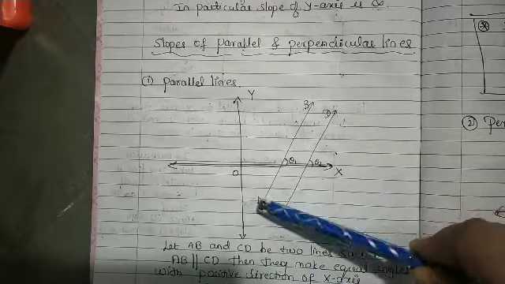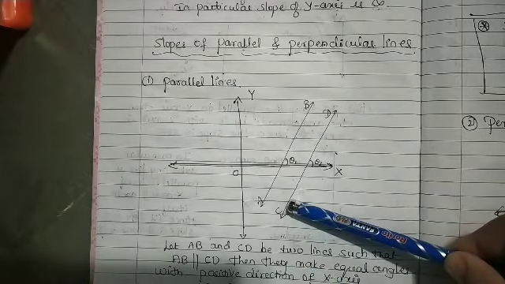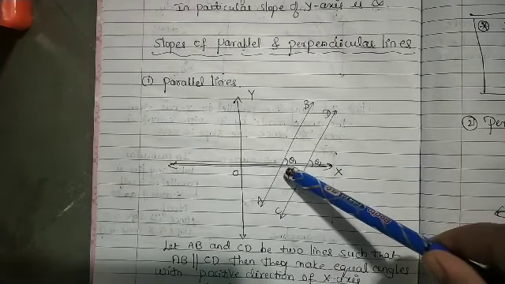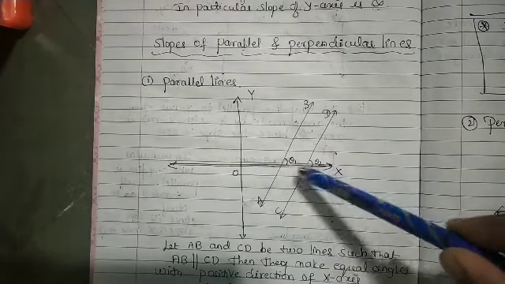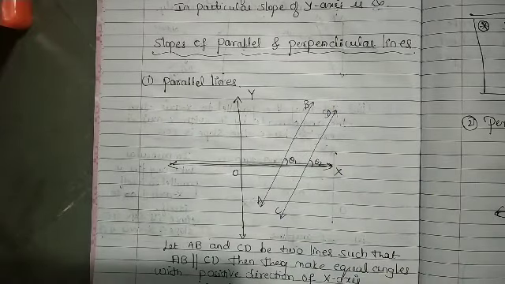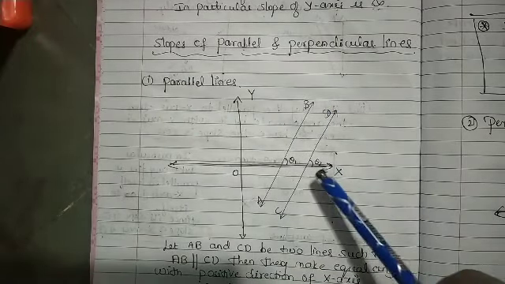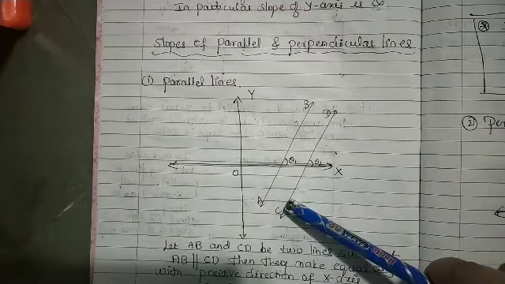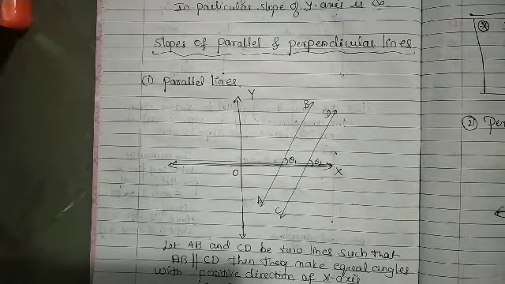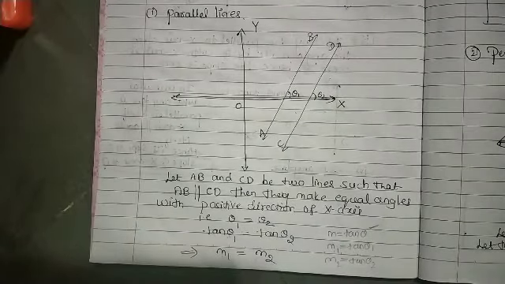If two lines are parallel to each other, then they make equal angles, that is theta 1 is equal to theta 2, where theta 1 is the angle made by the line AB with the positive direction of x-axis and theta 2 is the angle made by the line CD with the positive direction of x-axis. That is, we have theta 1 is equal to theta 2.